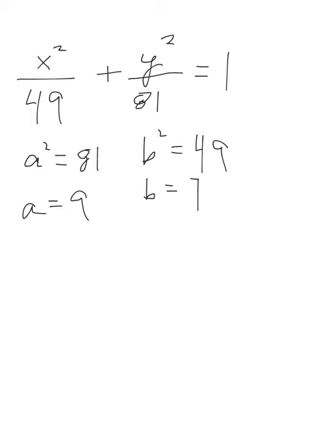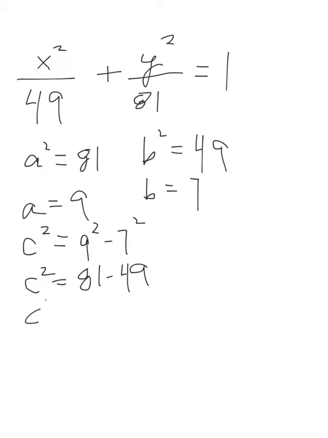when I square root. If I want to calculate the foci, I need to find c, and the way we find c is doing a squared minus b squared. 81 minus 49. So that gives us c squared equal to 32, which gives us, sorry about that, my pen isn't working very well. Square root that, break it down to 16 and 2 gives you 4 root 2.